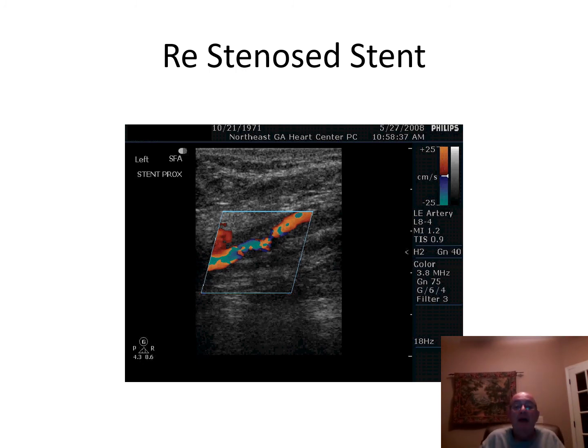And then again, we're back to this re-stenosed stent. So you saw what they're supposed to look like. This is what they're not supposed to look like. Again, stent. This flow isn't even pulsatile anymore. It's primarily almost continuous going through this stenosed area.